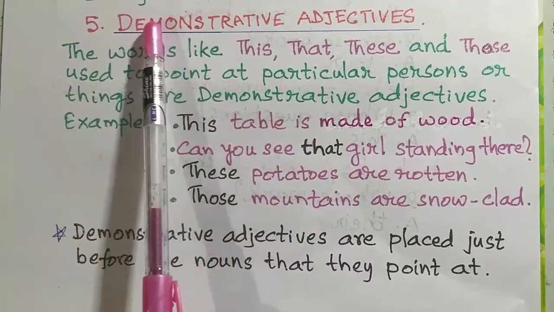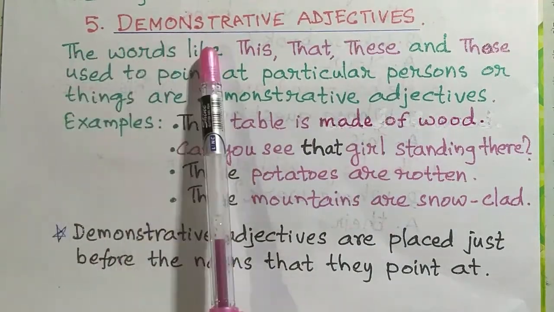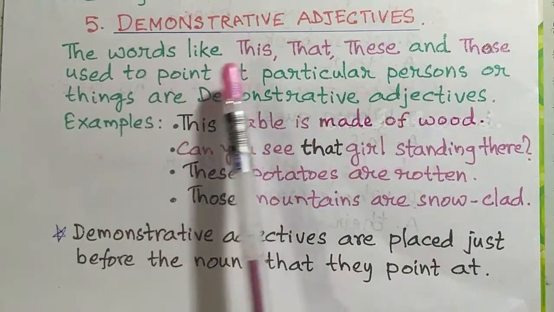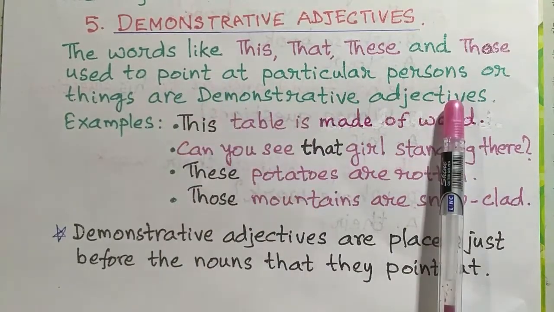The fifth and last one is demonstrative adjectives. So what are demonstrative adjectives? The words like this, that, these and those used to point at particular persons or things are demonstrative adjectives.